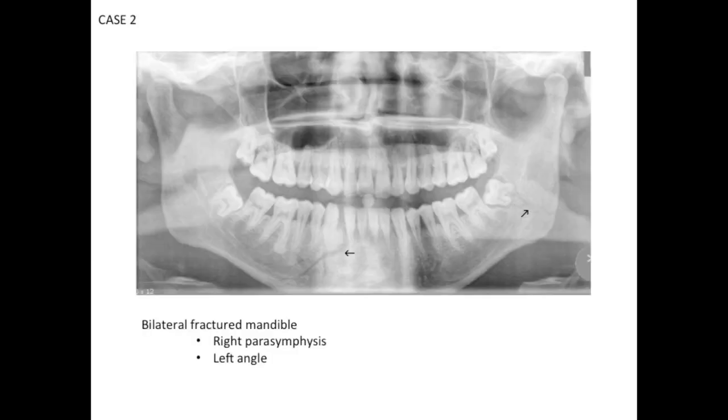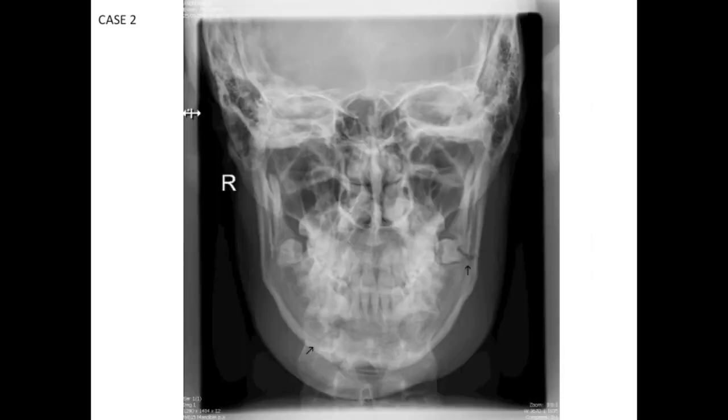Case 2 shows an OPG of a fractured left angle and right parasymphysis. The parasymphyseal fracture appears to be comminuted. The PA mandible also shows both of these fractures nicely.